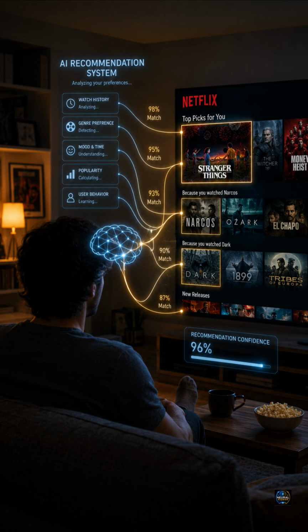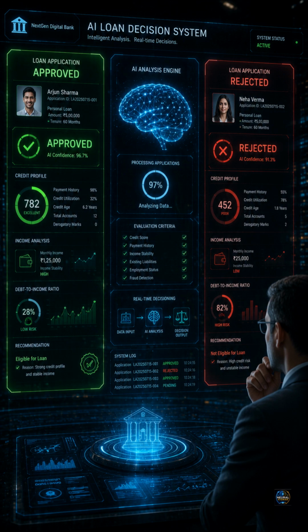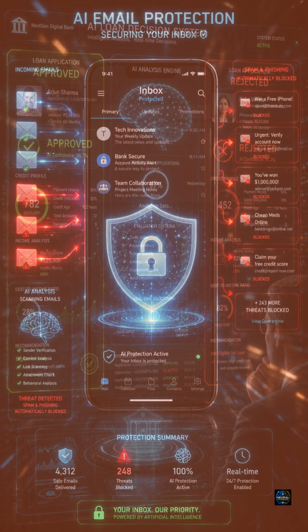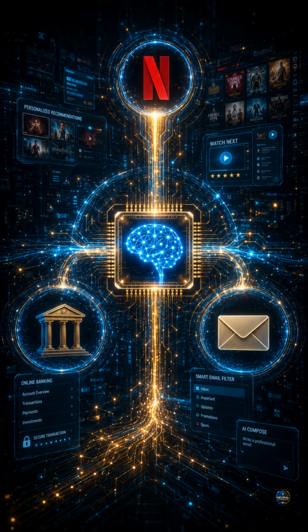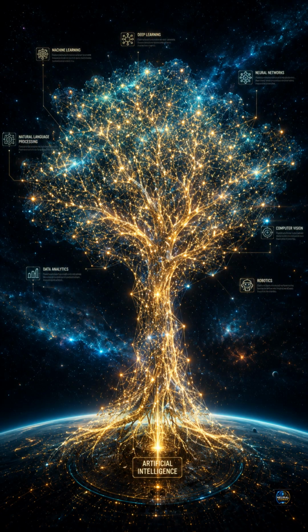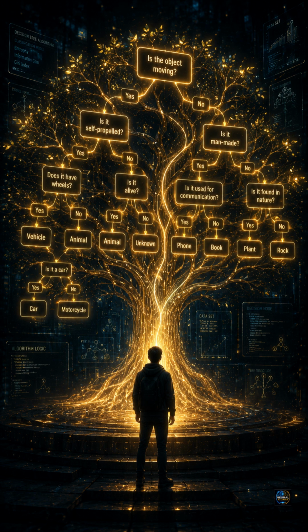How does Netflix recommend the perfect movie? How does a bank approve or reject a loan within seconds? How does your inbox catch spam before you even open it? These may seem like completely different problems, but many of them are solved using the same machine learning algorithm, the decision tree. So, what exactly is a decision tree?